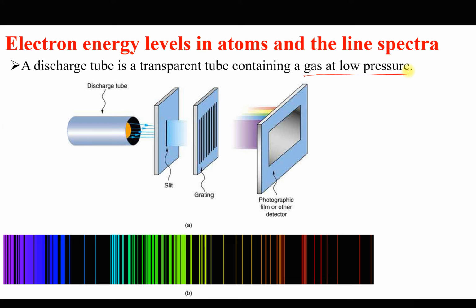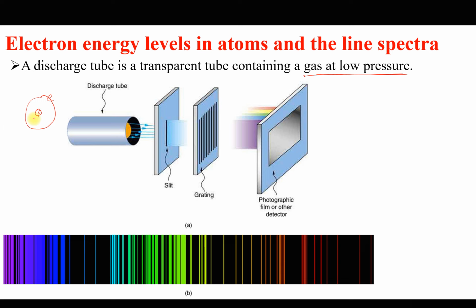With gas at low pressure, it means the atoms are far from each other, and therefore they can behave as if they are isolated from each other. If gas is at high pressure, of course, the atoms would be closer. But if gas is at low pressure, the atoms are far from each other, and therefore a single atom may behave as if it is isolated from the other, which means an electron in an atom also behaves as if it is isolated from electrons in other atoms.